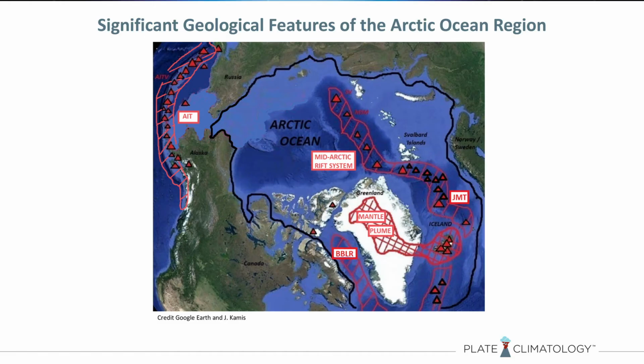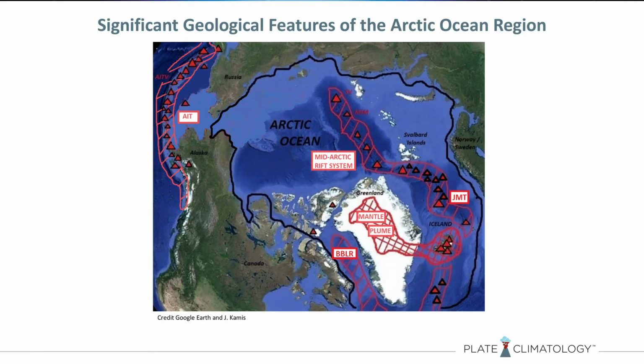The large-scale features of the Arctic region include the 3,800-mile-long mid-Arctic rift and its associated active volcanoes. This rift is shown on the right side of the slide as kind of a long, sinuous, red-hatched area. The triangular red areas are the known active volcanoes along the rift.